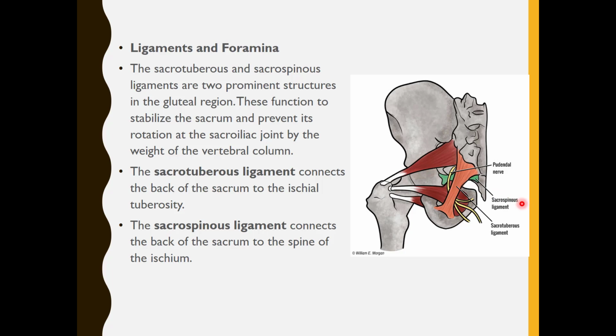These function to stabilize the sacrum and prevent its rotation at the sacroiliac joint by the weight of the vertebral column. The sacrotuberous ligament, which is shown in brown color, connects the back of the sacrum to the ischial tuberosity, and the sacrospinous ligament, which is shown here in green color, is attached to the back of the sacrum and it will connect to the spine of the ischium or the ischial spine.